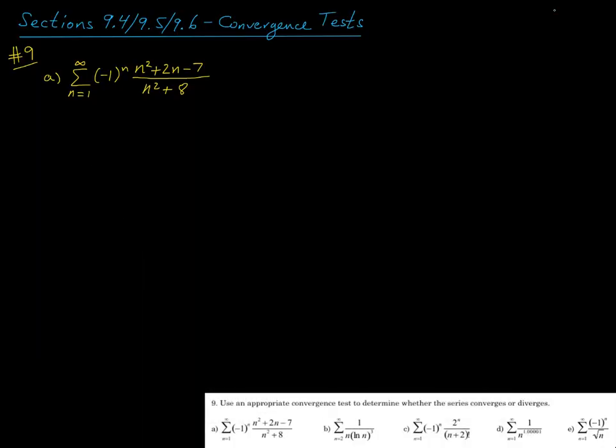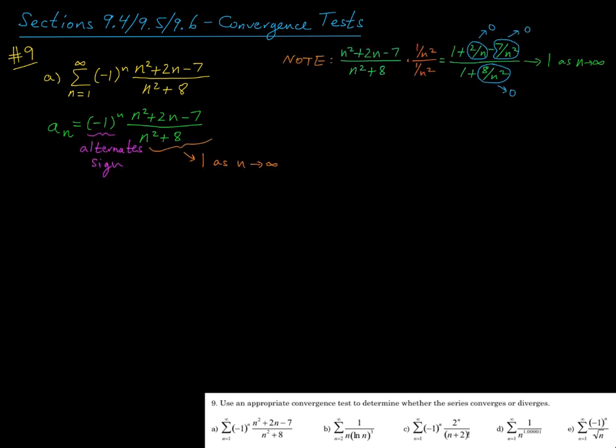All right, so now with all that in mind, let's go ahead and jump into part A. We're looking at the sum of negative 1 to the n times n squared plus 2n minus 7 all over n squared plus 8, and here n starts at 1. And so here's our a sub n. Does this thing go to 0? Well, the answer here is no.